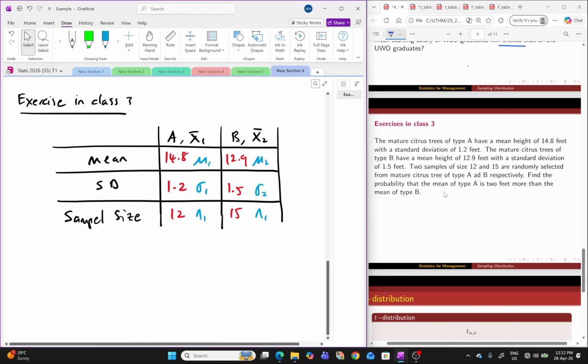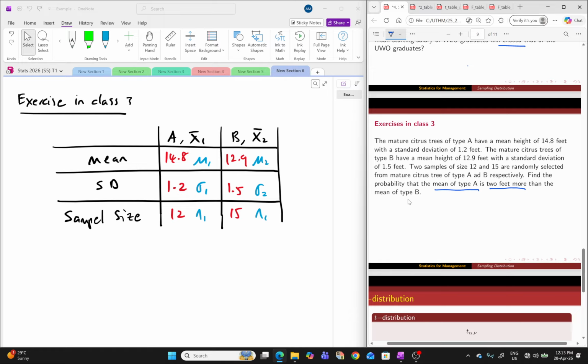Find the probability that the mean tire life of A is 2 feet more than the mean tire life of B. Mean of A, which is bigger, A or B? A. So A is bigger than B, so A minus B more than 2. That's how we think. Make sure which one is bigger. The one here is A, so it must be A minus B.